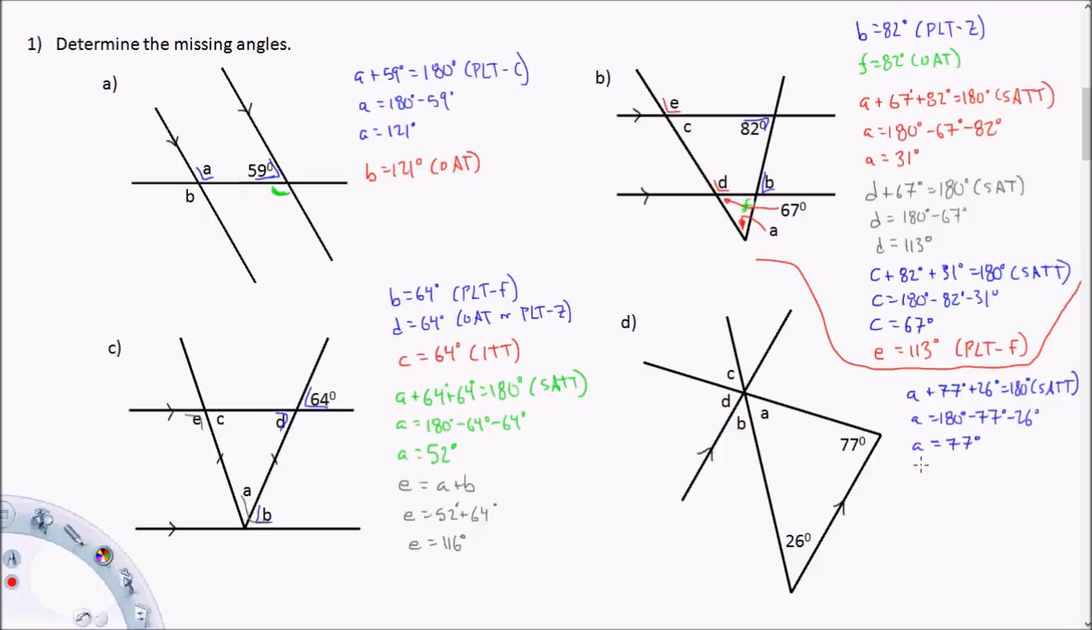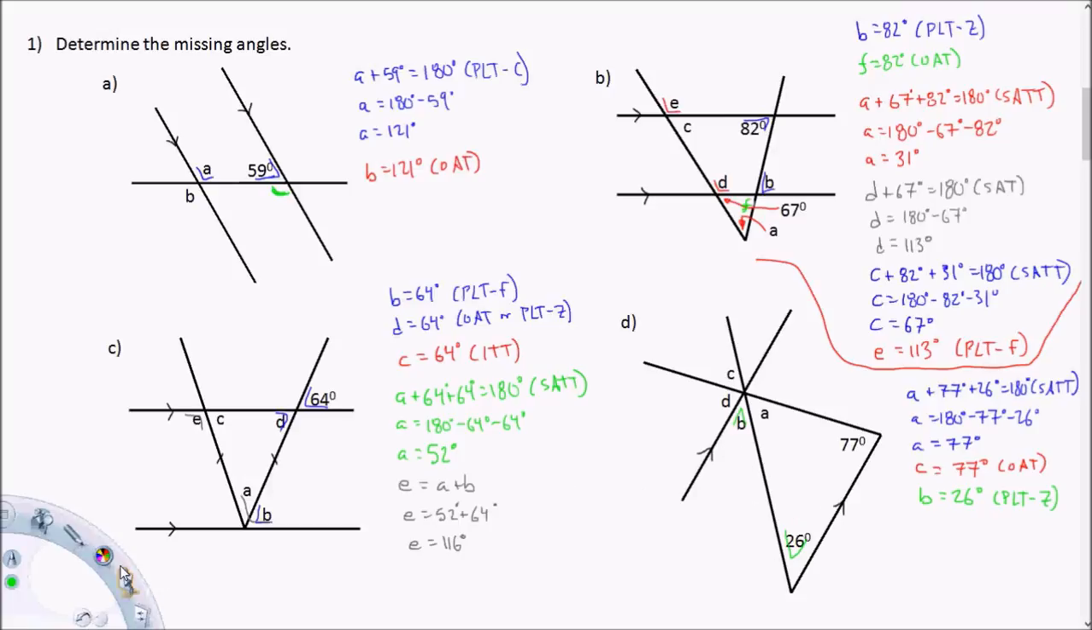We now want to find angle C, and we can use the opposite angle theorem with A. So C would also be equal to 77 degrees because of the opposite angle theorem. Then we could also say that angle B is equal to 26 degrees because of PLT-Z. So we have a Z pattern right in here. It's kind of like a sideways Z.